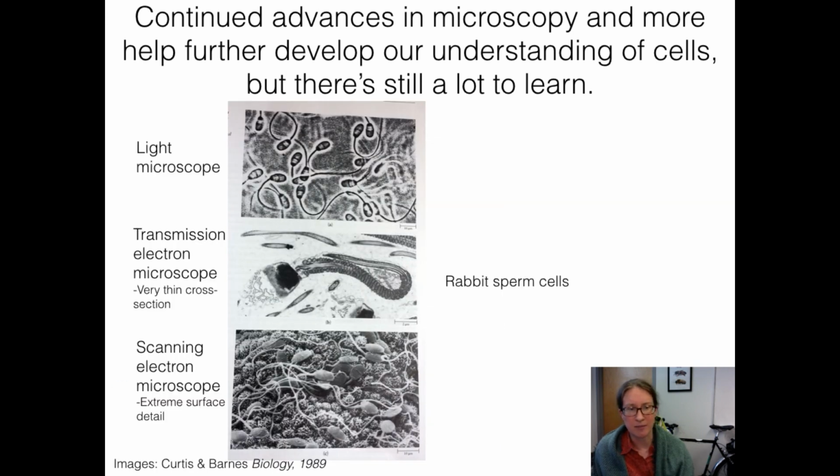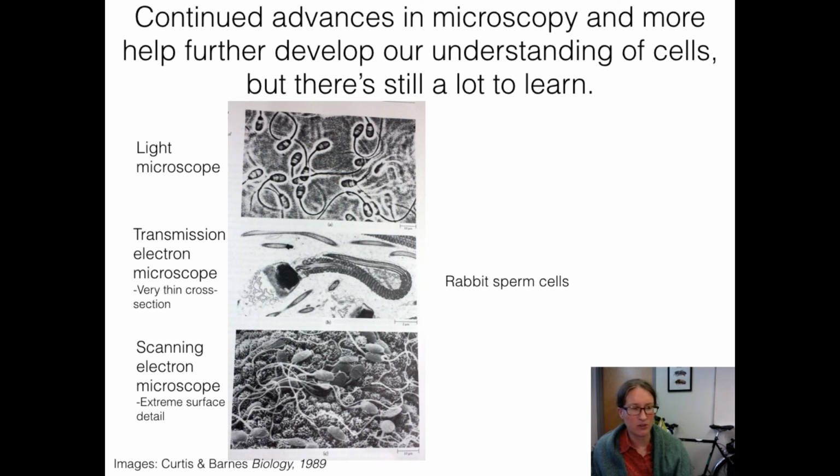So now here are some examples of microscope images using these three technologies. Up top we've got rabbit sperm cells visualized using a light microscope. And then in the middle we've got a single sperm cell visualized using a transmission electron microscope. You'll notice it's a very thin cross-section. We can see a lot more detail. And then on the bottom here we've got those same sperm cells visualized with a scanning electron microscope. So you can see all of the surface character of these cells. Okay, and it hasn't stopped there.